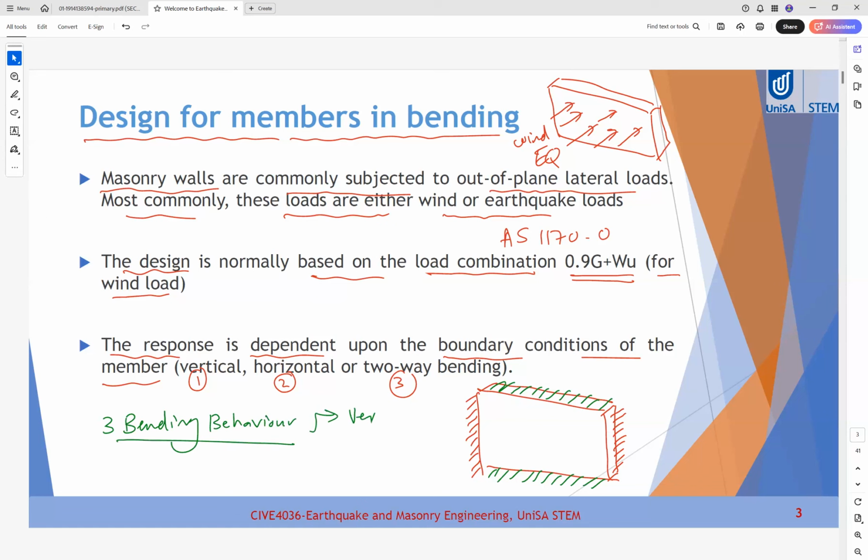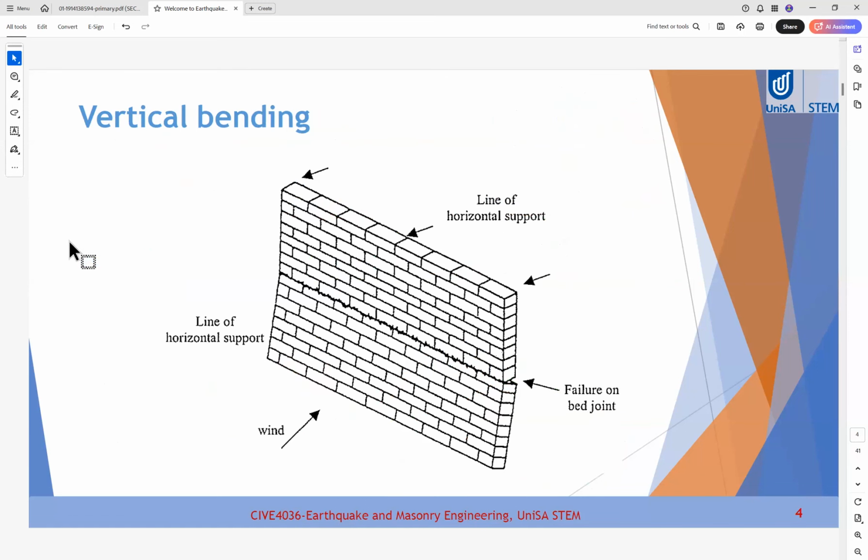The first one is vertical bending. The second one is horizontal bending. The third one is two-way bending. So these are the three types based on the boundary conditions. So let's go through them one by one. The first one we have today is vertical bending.